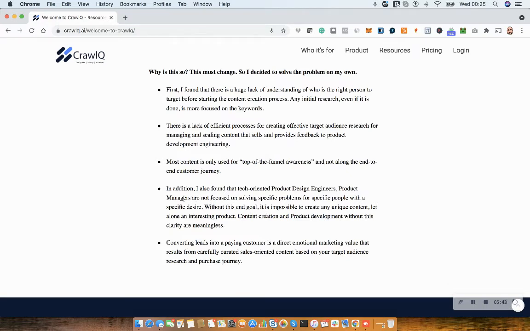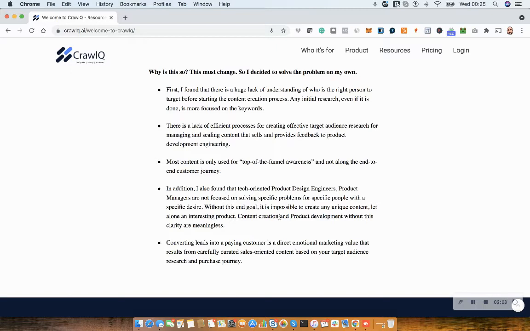Most of the time, product design engineers and technology-oriented people are not focused on solving specific problems for specific people with a specific desire. Without this end goal, it is impossible to create any unique content, let alone an interesting product. Content creation and product development without this clarity are meaningless.